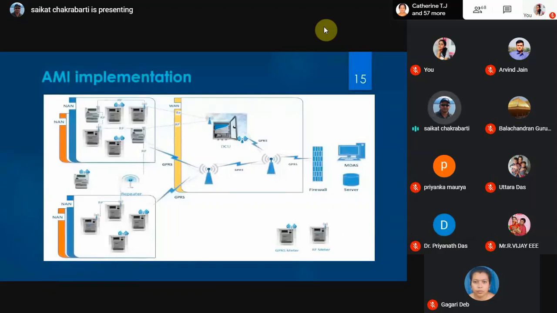So this is the overall structure of AMI implementation. We have smart meters, and the different types of communication technologies are listed here.